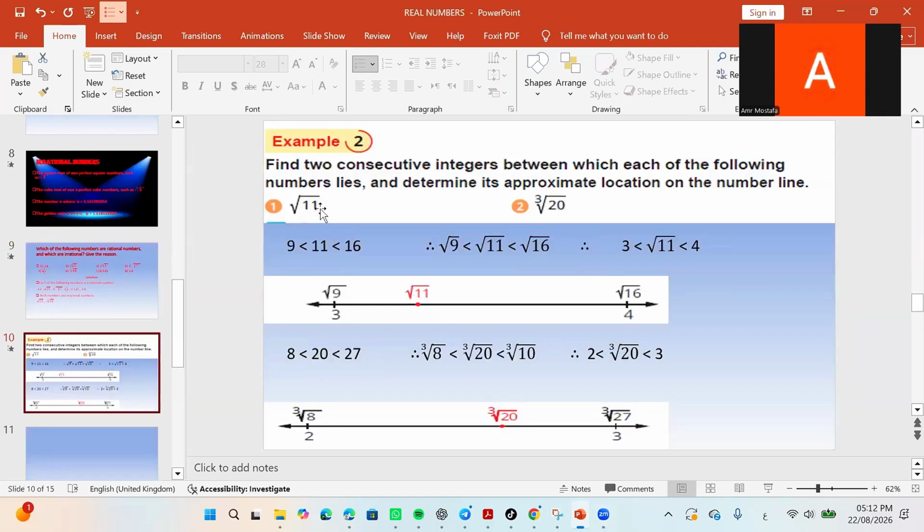Let's complete. Find two consecutive integers between which each of the following numbers lies and determine its approximate location on the number line. He gave me an irrational number like root 11. He wants me to find the integer before root 11 and the integer after root 11. How can I solve it? Okay, the question is root 11.